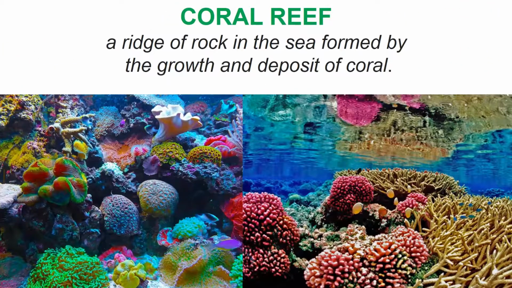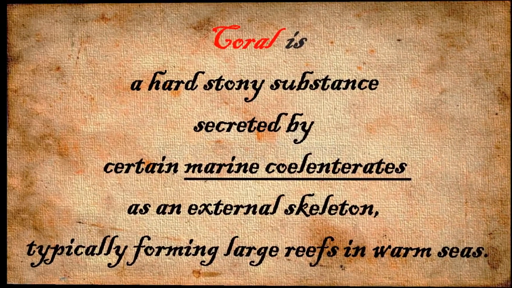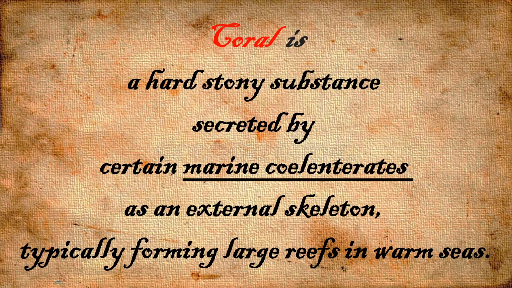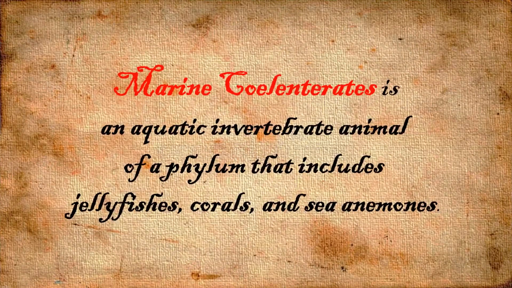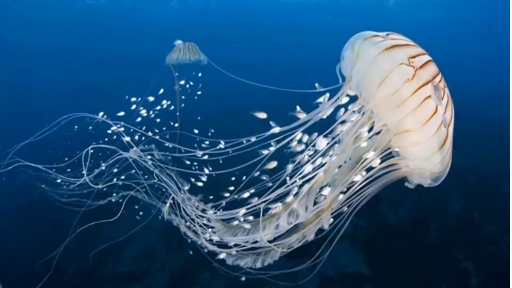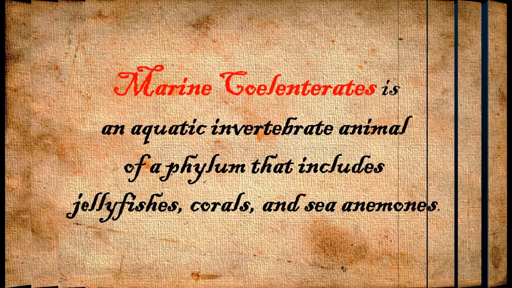Coral reefs. Coral reefs are found only in warm water. Wegener discovered coral reef fossils in areas that are much too cold today. Coral is a hard stony substance secreted by certain marine coelenterates as an external skeleton, typically forming large reefs in warm seas. Marine coelenterates are aquatic invertebrate animals of a phylum that includes jellyfishes, corals, and sea anemones.